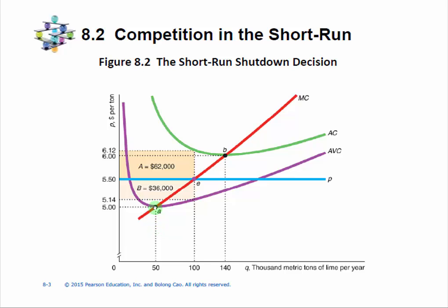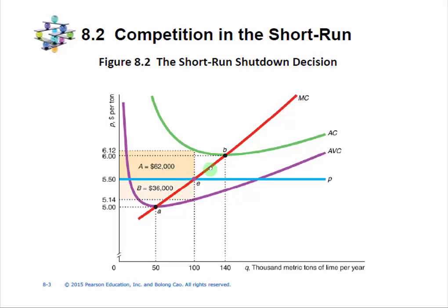It doesn't make sense. And that $1 per unit will be on top of the sunk $98,000 fixed cost loss. So that's why if the firm faces a price that is below point A, the $5 mark, the lowest point of average variable cost, it will shut down. But as long as the market price is above point A, the firm will keep operating.